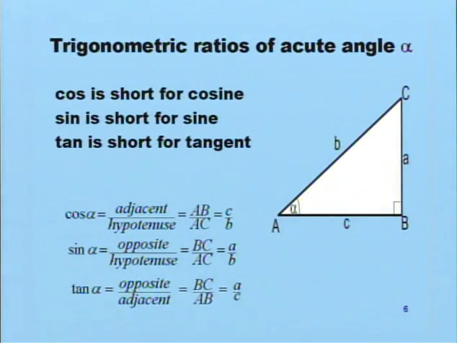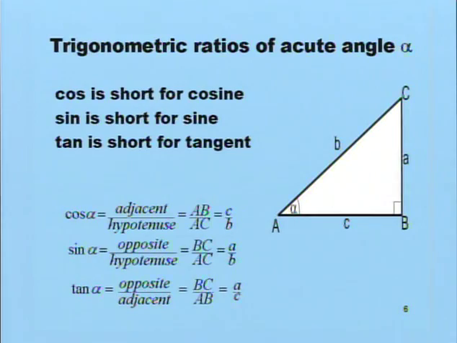Cosine alpha, if you look at the diagram there for alpha, is equal to the adjacent side divided by the hypotenuse, which is equal to AB divided by AC, which is equal to little c over little b. The sine of alpha is equal to the side opposite alpha divided by the hypotenuse, which is equal to BC divided by AC, which is equal to little a divided by little b.